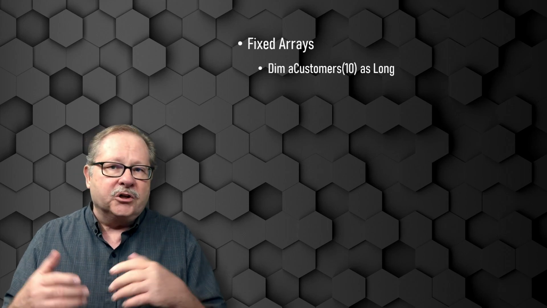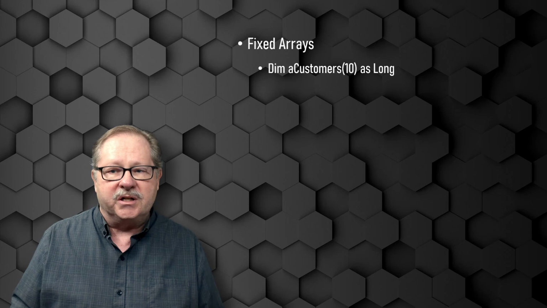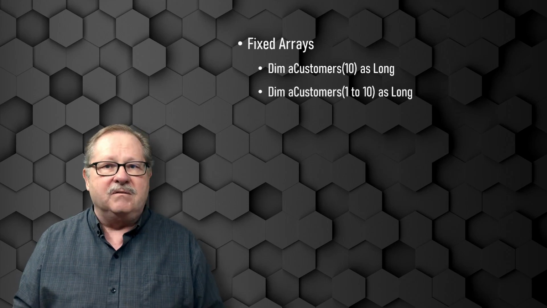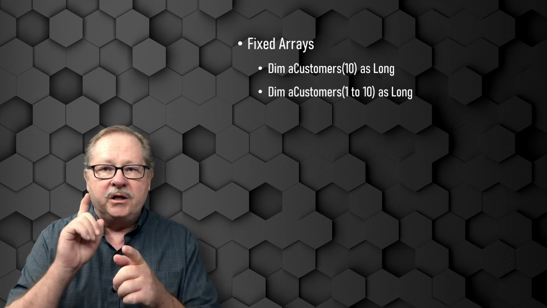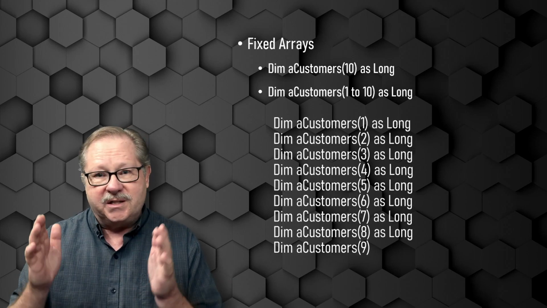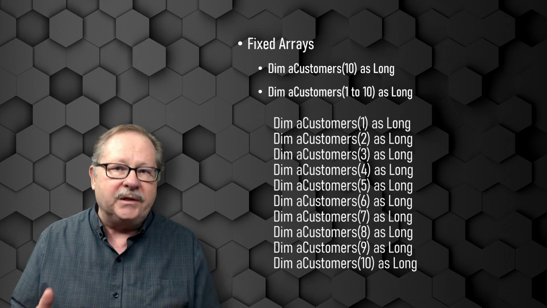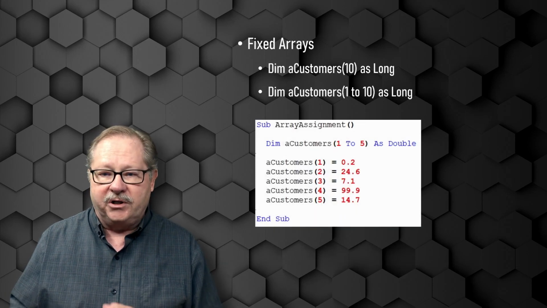Now for clarity, and not having to remember that all of these start at 0, you can use this syntax: Dim aCustomers, and in parentheses you say 1 to 10. So this one will start at 1 and it'll be exactly 10 long, and it tends to be quite a bit more clear, and this one's dimensioned as a Long variable.